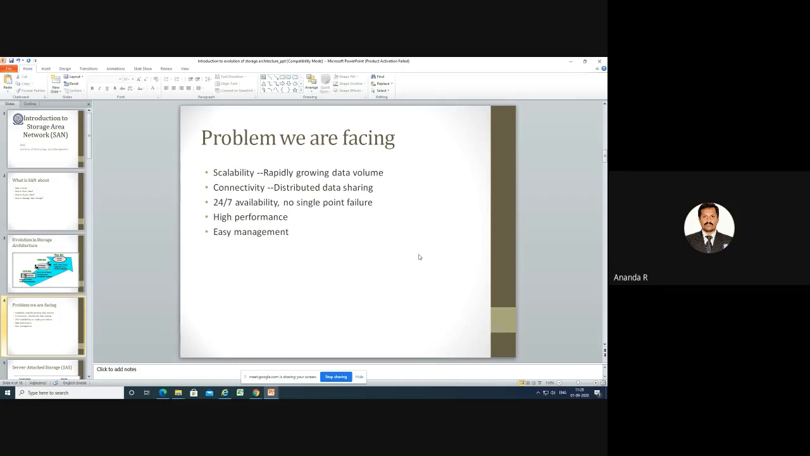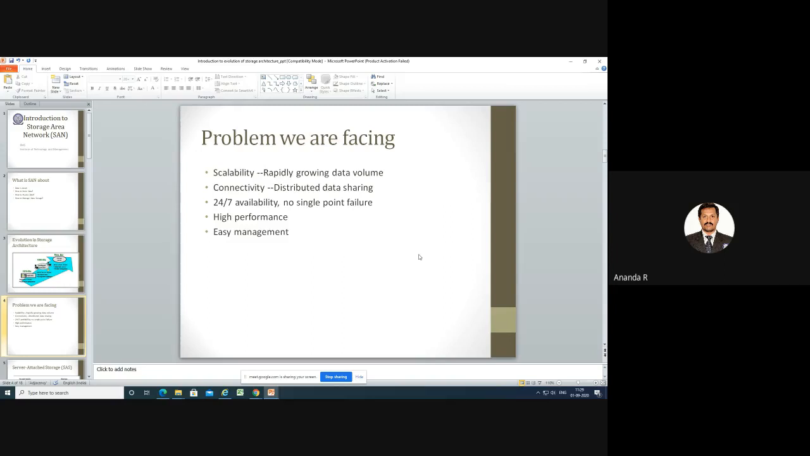So we are thinking about the scalability of data, about managing this huge amount of data. Because otherwise we end up simply dumping data, and if we are unable to manage the data, it completely goes to waste. Because of that, the scalability of data is very important. That is the first problem we are facing: rapidly growing data in huge volume.